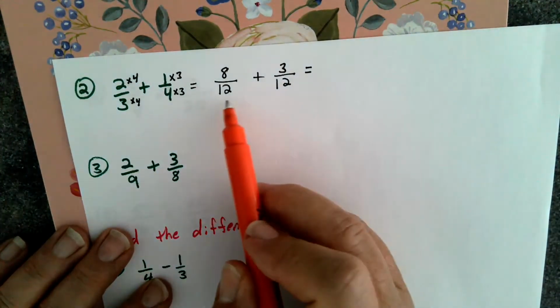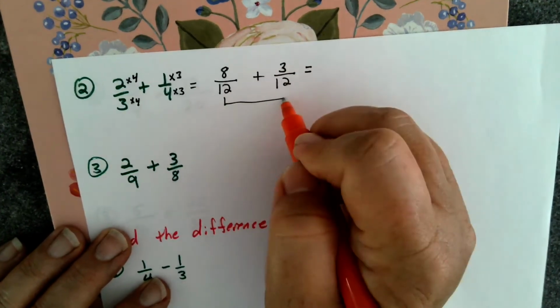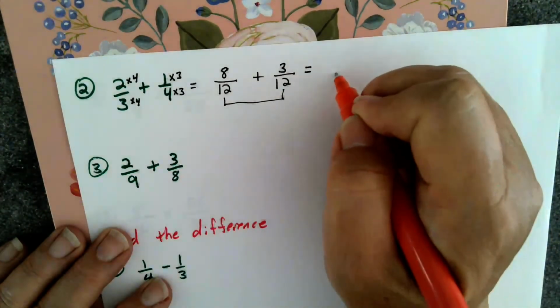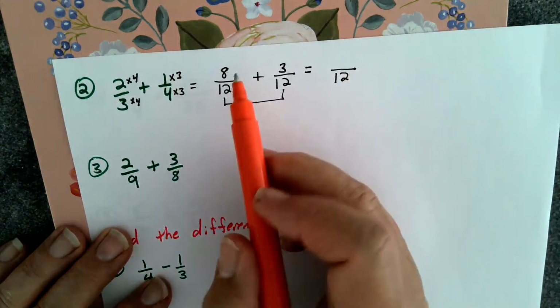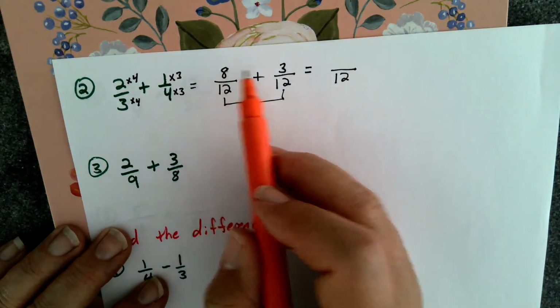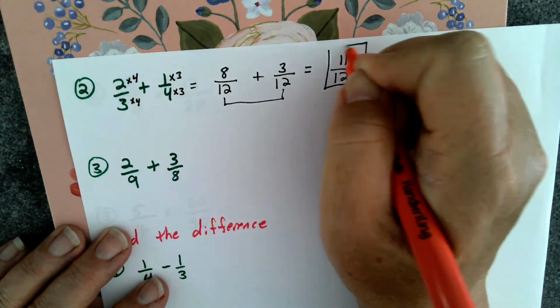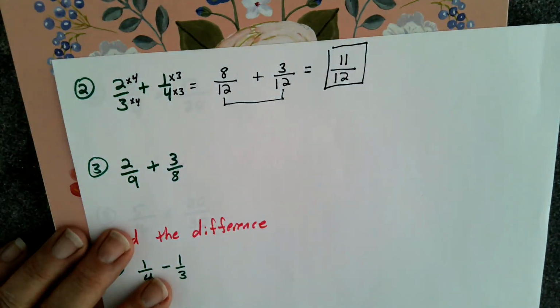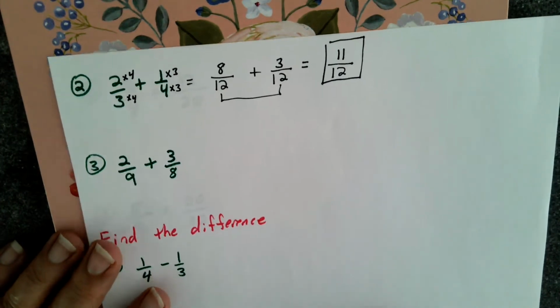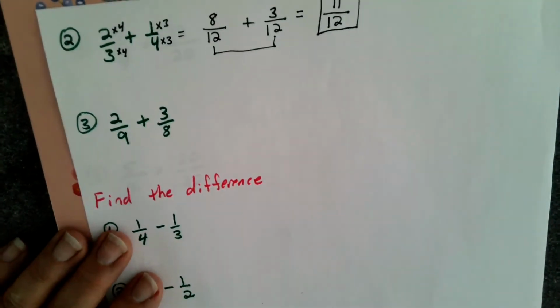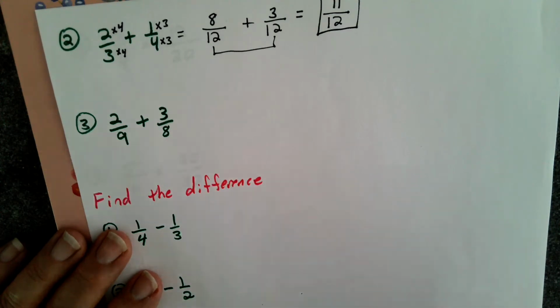Now that my denominators are the same, I carry my denominator and I add my numerators. 8 plus 3 is 11. So my answer is 11/12. Again, we're going to do one more example, and if I were you, I'd try to do this without me first and then turn the video back on to check your answer.